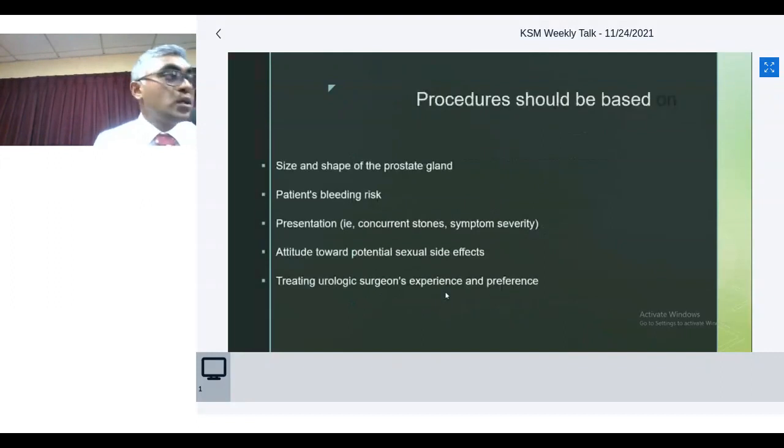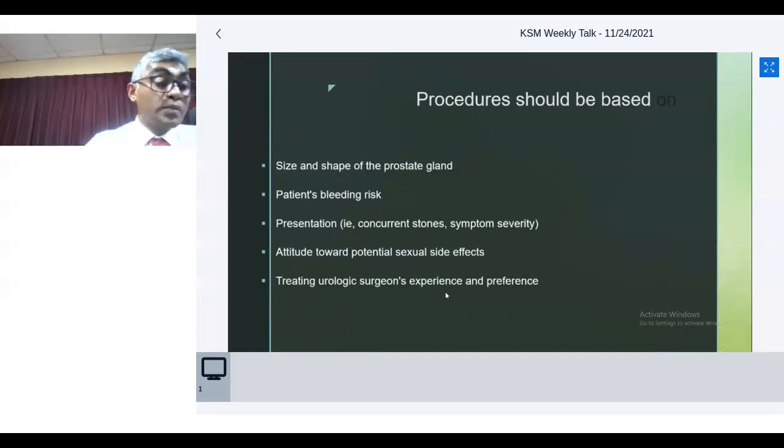The choice of surgical procedure depends on the size and shape of the prostate gland, and whether the patient has a bleeding risk, because lasers with minimal bleeding can be used when the patient has a high bleeding risk. If the patient has stones in the bladder, then we need to do a combined procedure, like removal of the stones as well as the prostatic treatment.